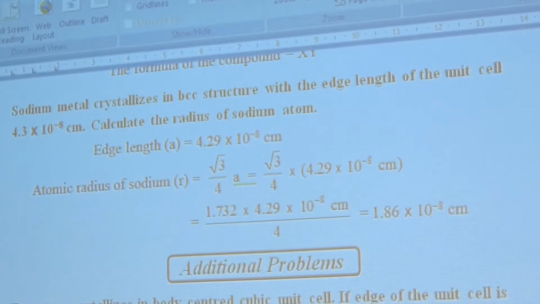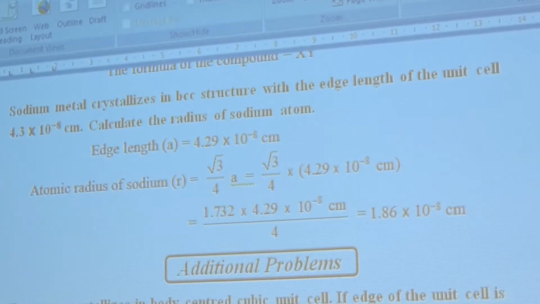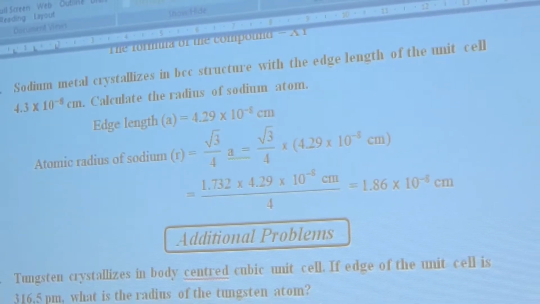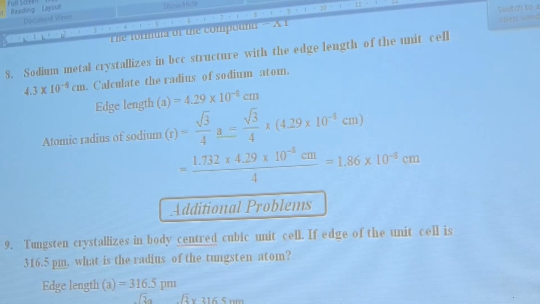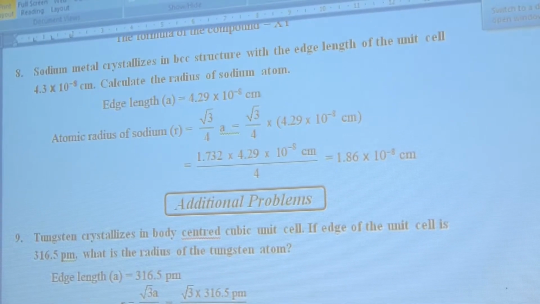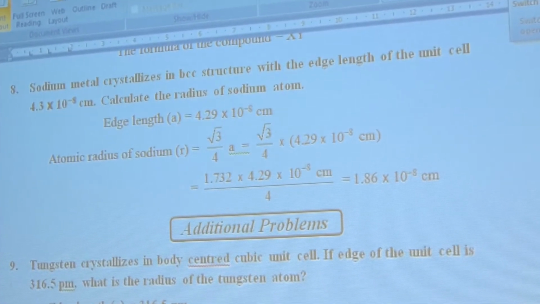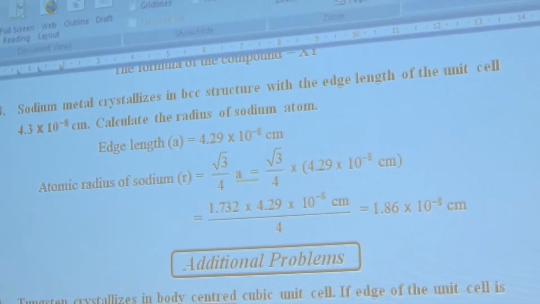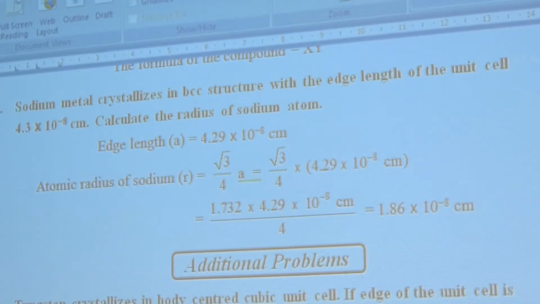Based upon the edge length, they are asked to calculate the radius. So, A is given, they are asked to calculate R, that is all. Very simple. R is equal to root 3 by 4 A, which is equal to 1.732 divided by 4, edge length 4.3 into 10 power minus 8 centimeter. Upon solving, it is 1.86 into 10 power minus 8 centimeter, that is all.